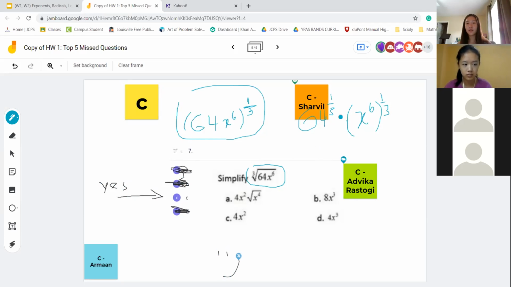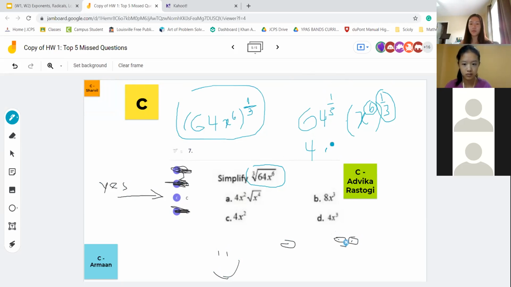Then the cube root of 64 is 4 because 4 times 4 times 4 is 64. And since this is a power of a power, we can just multiply. So 6 times 1/3 is 2. So x to the power of 2. So our answer would be 4x squared, which on here is C.